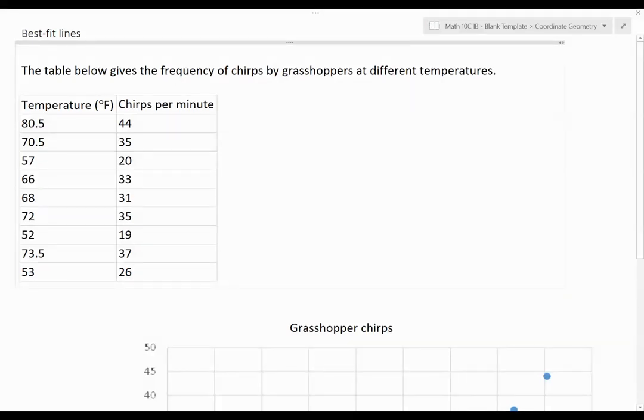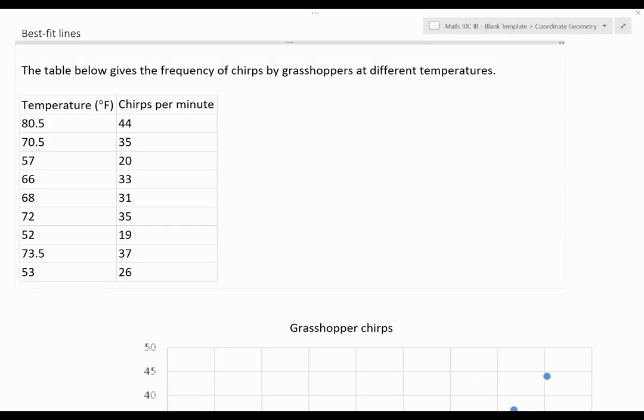Hello. In this video, I'm going to introduce the idea of a line of best fit. We will at later points be using technology to find lines of best fit, but for this video, just the basic idea. So the table below here is giving the frequency of chirps by grasshoppers at different temperatures. Oftentimes when we gather data like this, we ask ourselves, is there a relationship between temperature and the chirps per minute of these grasshoppers?